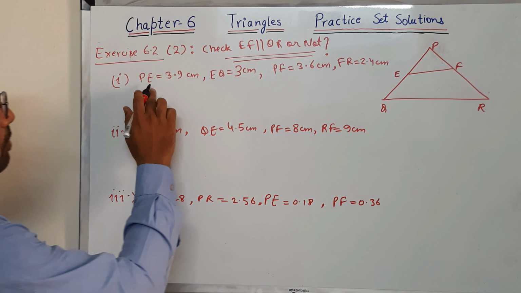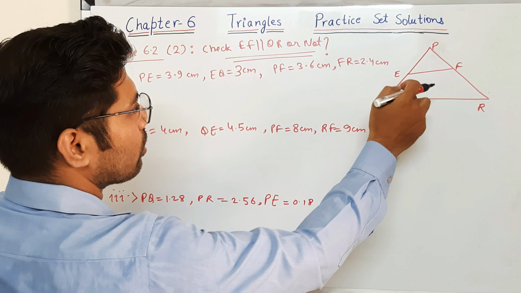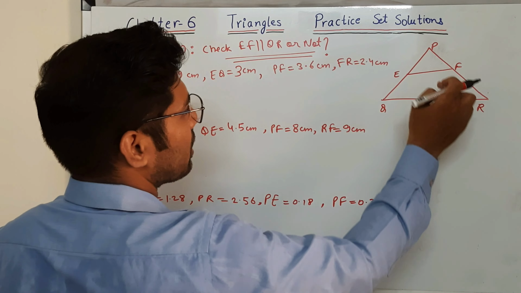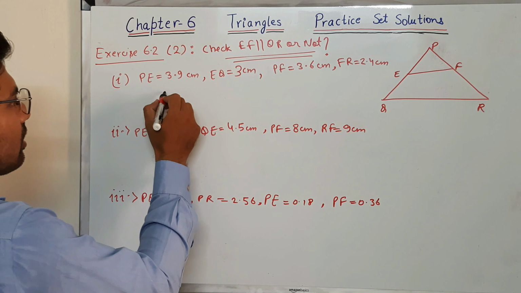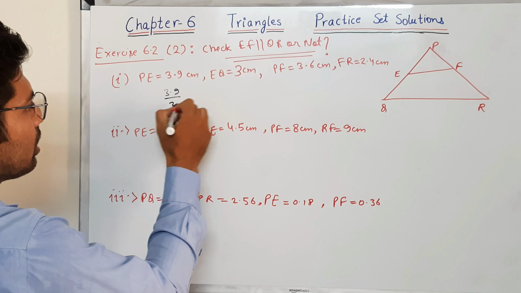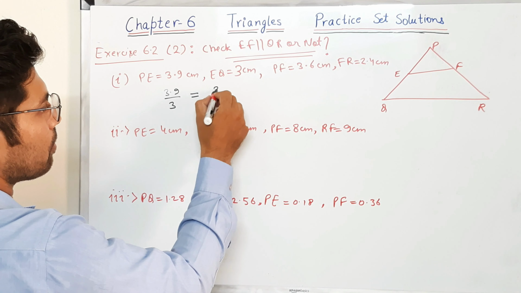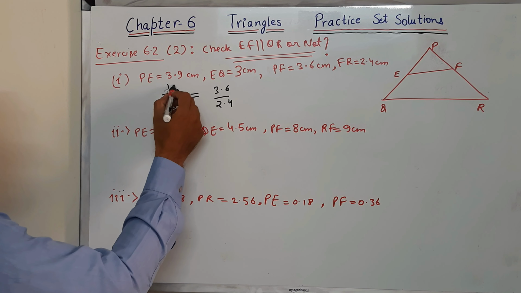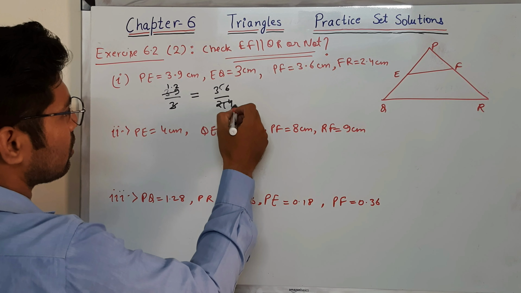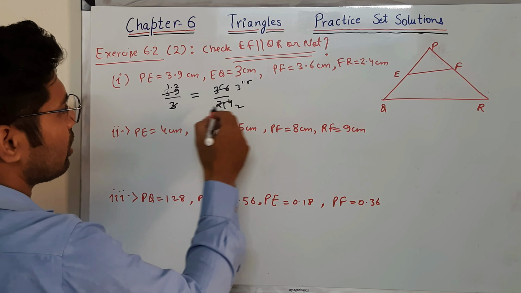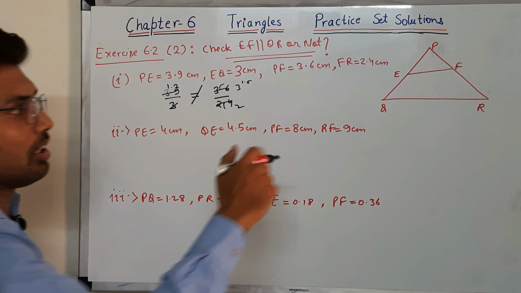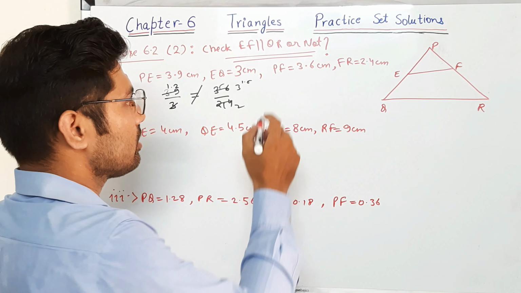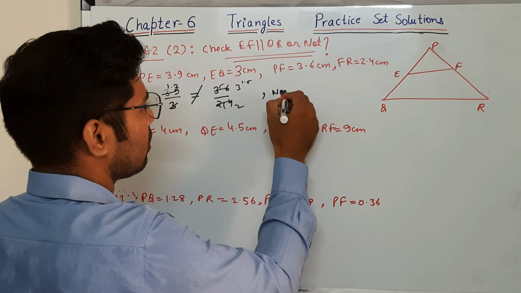For example, PE is 3.9, EQ is 3 centimeter, PF is 3.6 and FR is 2.4. So check whether the ratio 3.9 upon 3 is equal to 3.6 upon 2.4 or not. You can see this is 1.3 and this is 1.5. So this is not equal, hence the ratio of this one upon this one and this one upon this one is not the same, hence not parallel.